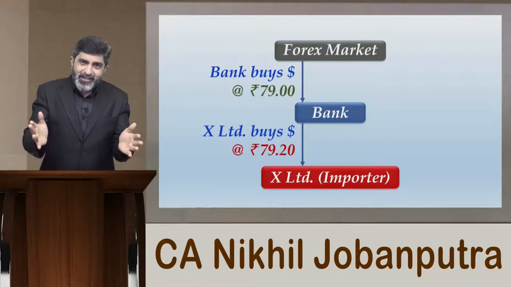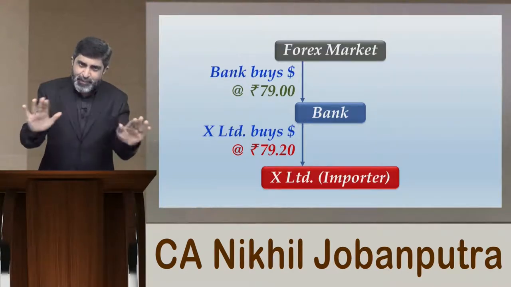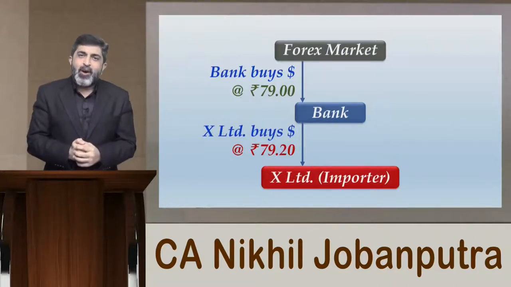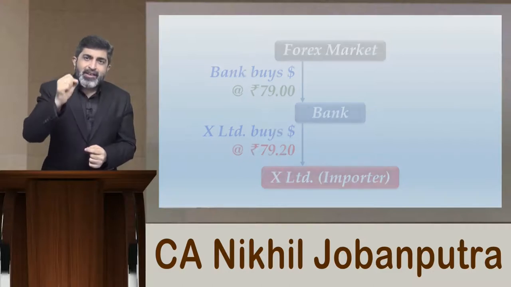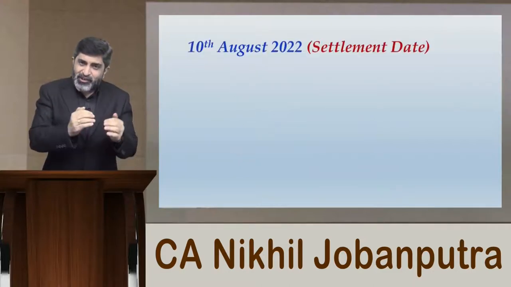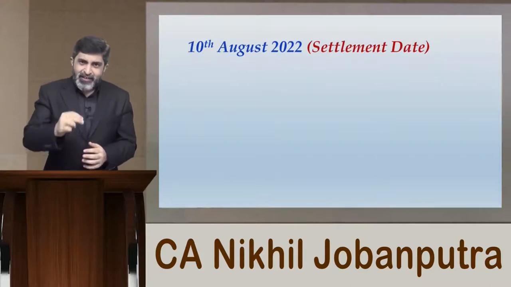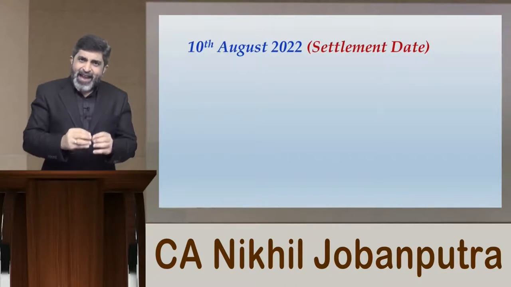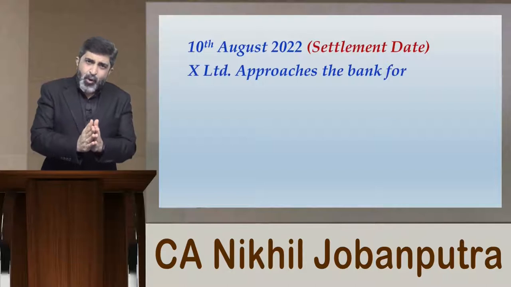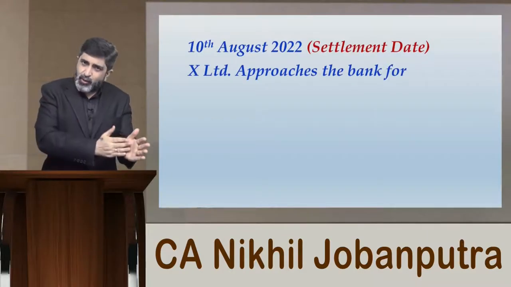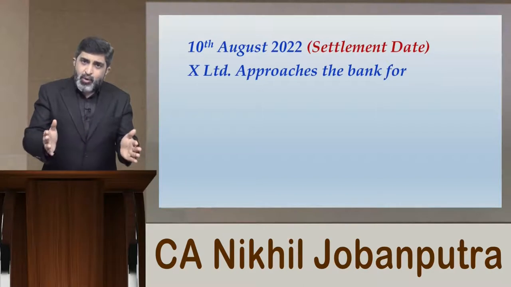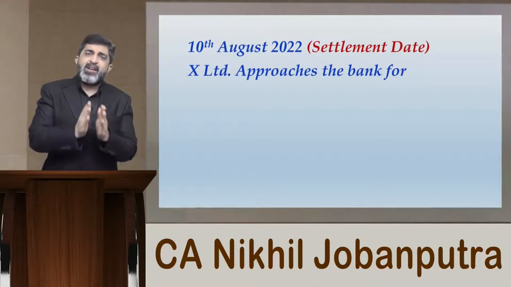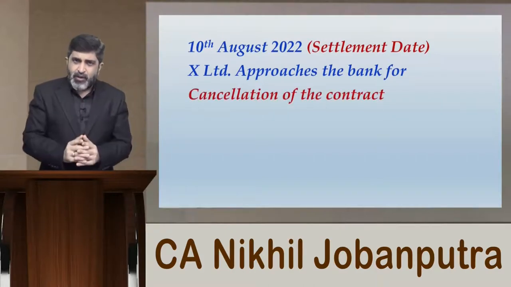Now, over here, there's nothing new that I'm talking about, right? This is completely already understood by you in the earlier classes. I'm coming to the point. Now, what happens on 10th August 2022, which is the settlement date? On this date, the importer company, X Limited, comes to the bank and mentions one thing clearly. Let's see, I don't want to honor this contract. I have entered into a forward contract with you, but I am not able to arrange funds for the payment, and therefore I will not be able to honor this contract. Please arrange for cancellation of this contract.